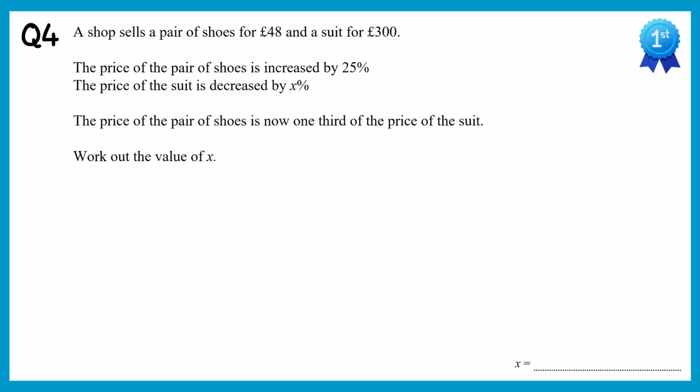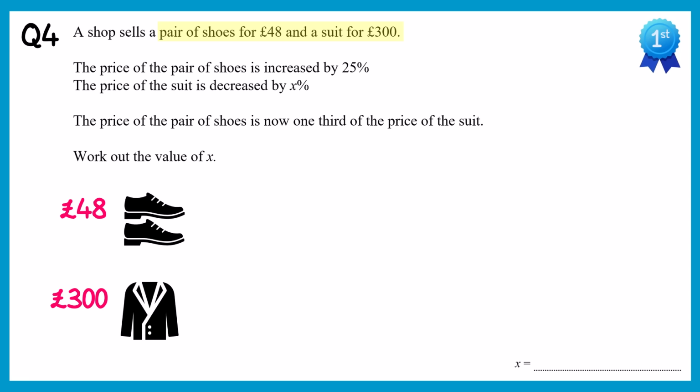In this question, we have a shop that sells a pair of shoes for £48 and a suit for £300. So a pair of shoes for 48 and a suit for 300. We're then told the price of the pair of shoes is increased by 25%. So let's find 25% of the price of the shoes. To find 25% of a number, you can divide it by 4. So 48 divided by 4 is 12. So 25% of 48 is £12.